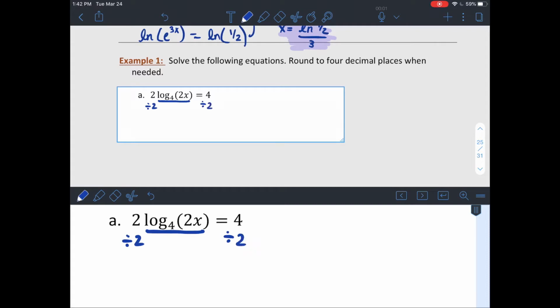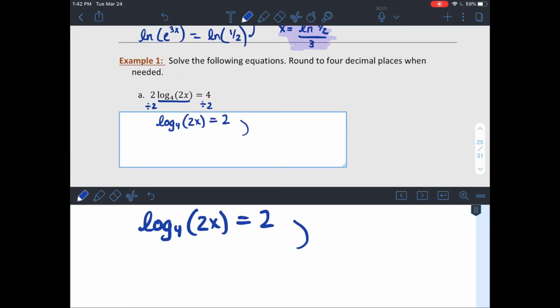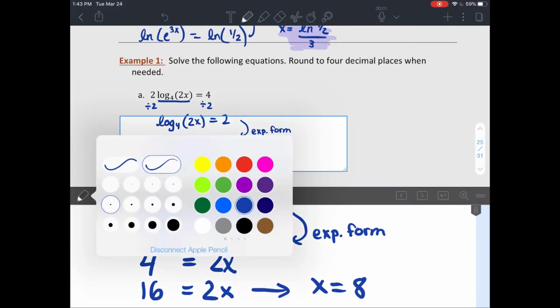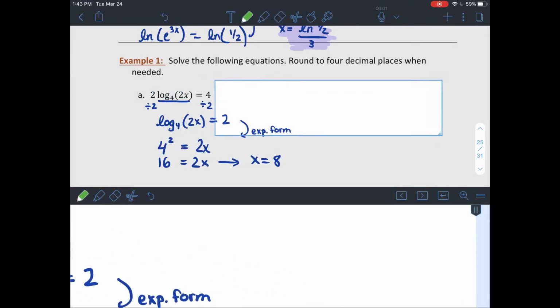So on this one, go ahead and divide both sides by 2, which will just give you log base 4 of 2x equals 2. Now switch it back to exponential form. So you know from your properties of logarithms that this is the same thing as an exponential equation that says 4 raised to the second power equals the inside of your logarithm. So 4 squared is 16 equals 2x, then divide both sides by 2 and you get x equals 8.